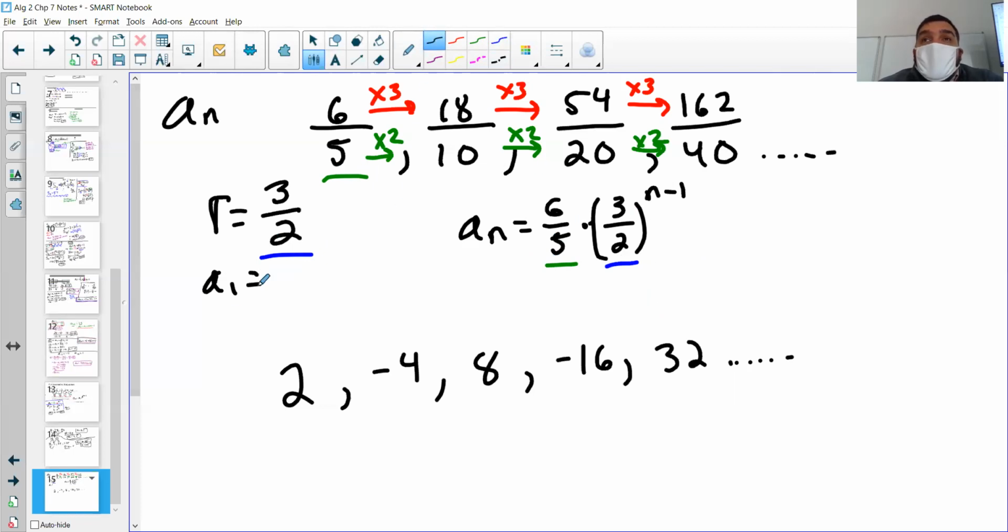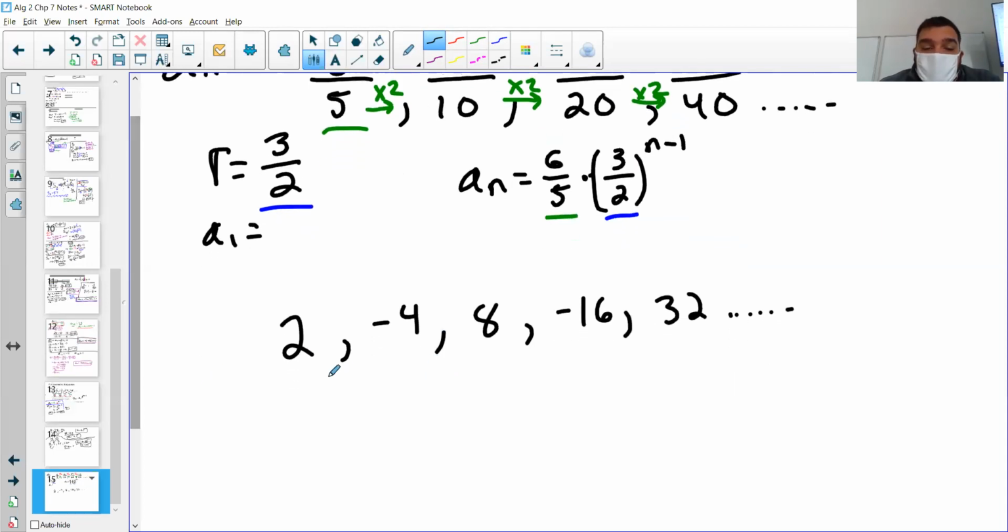All right. Next one, we have 2, -4, 8, -16, 32. So what can we do to that? Why is it turning positive, negative, positive, negative? What is happening? I don't have my TI. It's -2. A1, so -2 is your R. So it's 2 times -2.